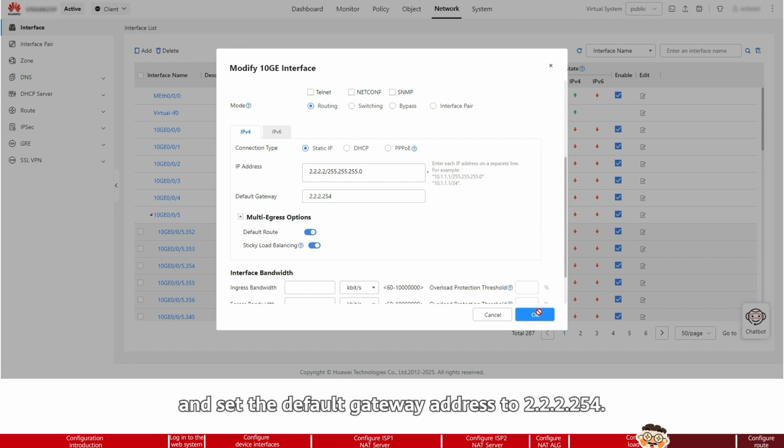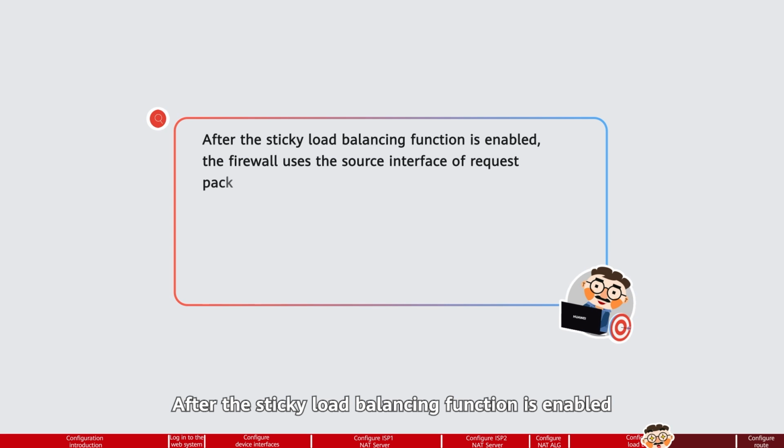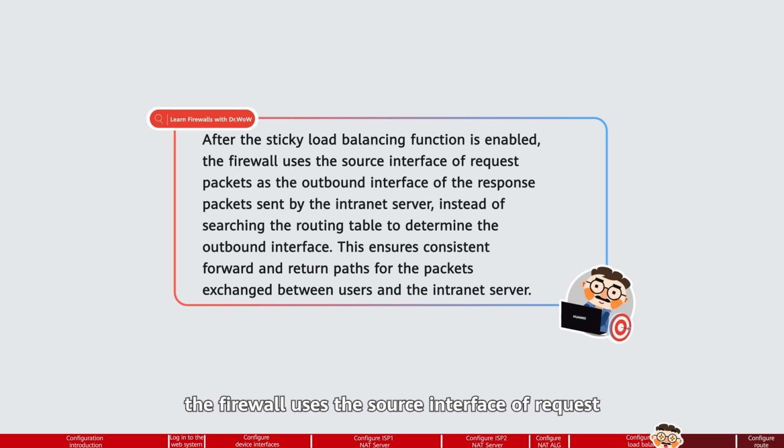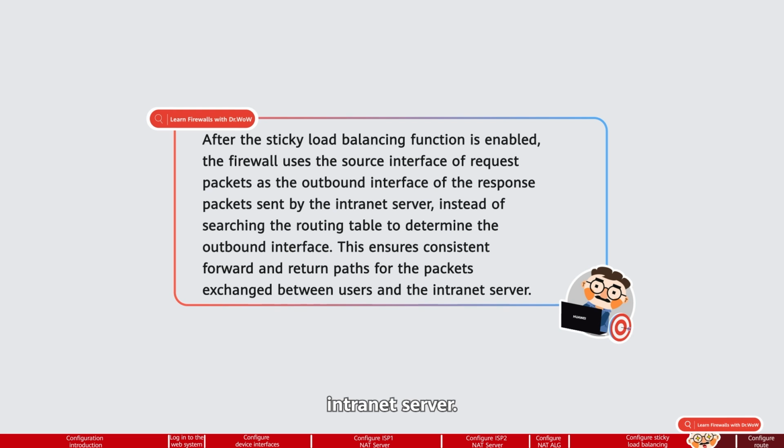2.2.2.254. After the Sticky Load Balancing function is enabled, the firewall uses the source interface of request packets as the outbound interface of the response packets sent by the intranet server, instead of searching the routing table to determine the outbound interface. This ensures consistent forward and return paths for the packets exchanged between users and the intranet server.